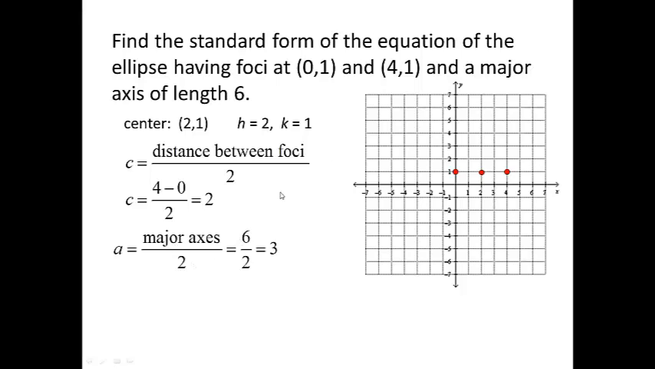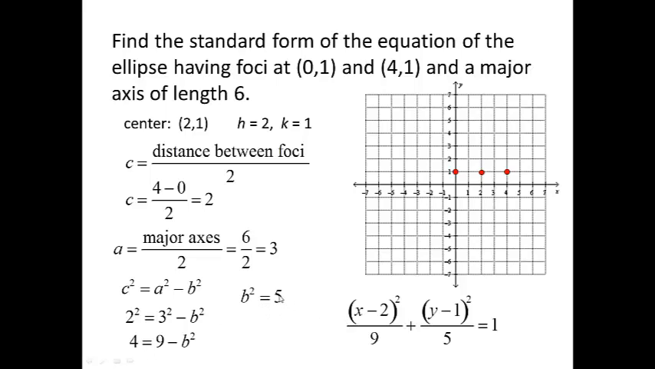Now my a is half of the major axis, which is 6 divided by 2, which is 3. And now I can find b using this formula. I have c and a. I can square those, and I am looking for b, and subtracting 9 from both sides, I get b squared is 5. I don't really need to find the square root of 5, I just need to put b squared here, so that's my standard form.